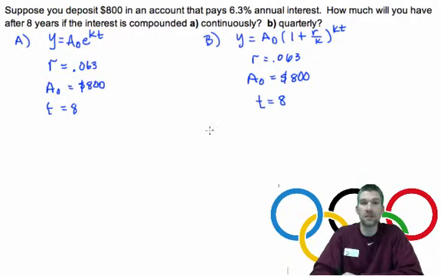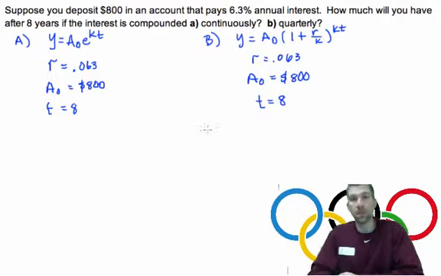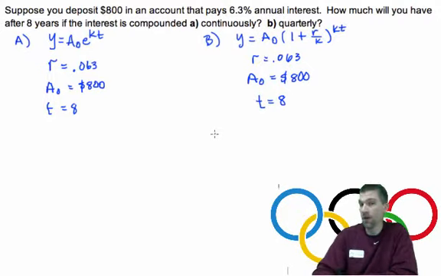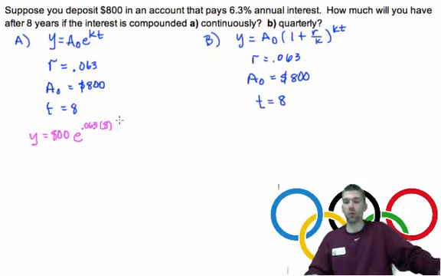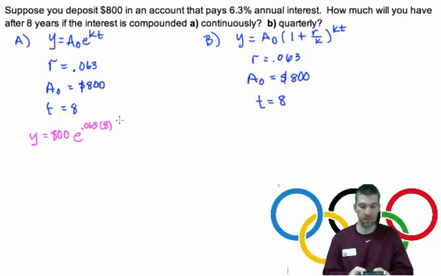So now what we have to do is get your calculator out, plug these values in carefully, and see what you get. So in this case over here, we'll switch it up a little bit in pink. y equals 800 times e, and then for the exponent, 0.063 times 8. So I'm going to punch that into my calculator real quick.